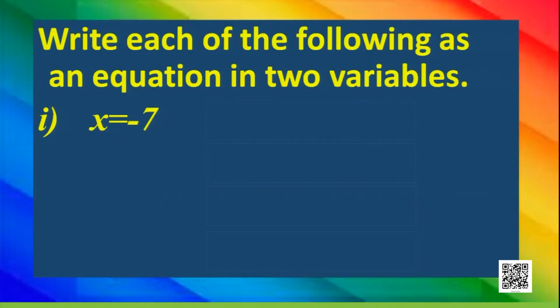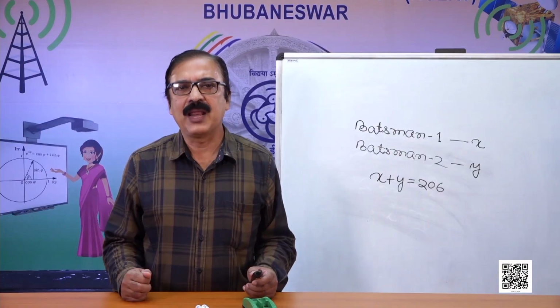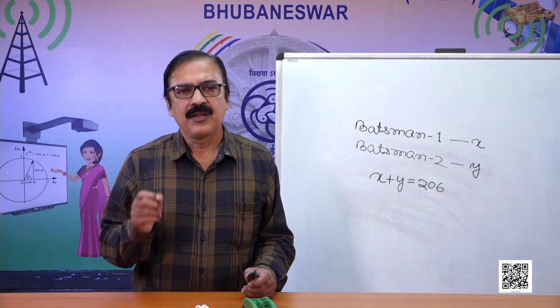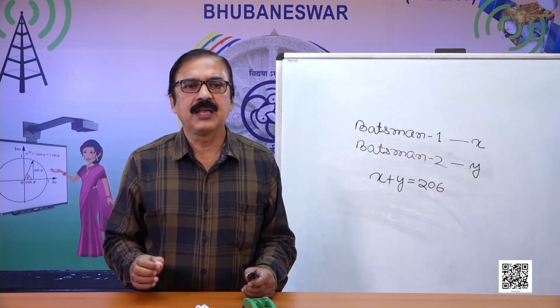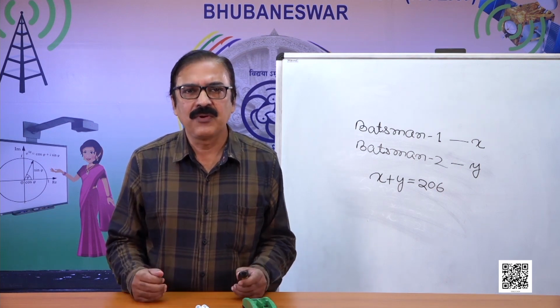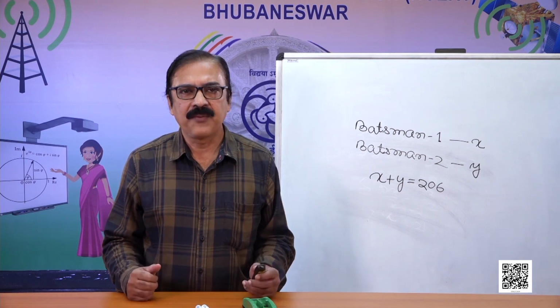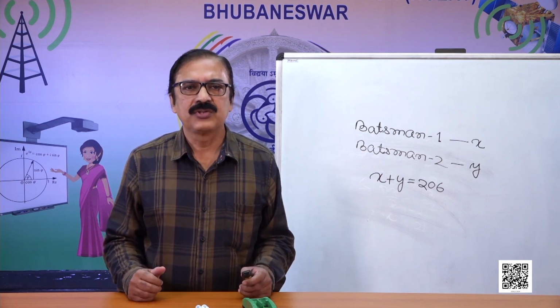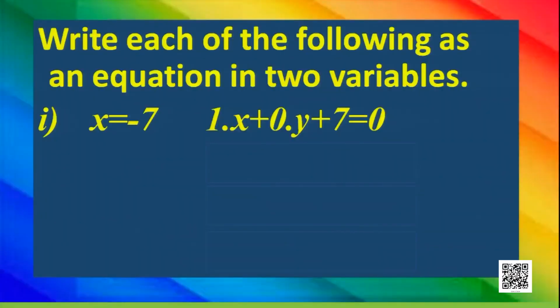x is equal to minus 7. Here we have only one variable. How to represent it as an equation of two variables? Now let's see here, the coefficient of x is 1. Then what is the coefficient of y? y is not here. That means its coefficient is 0. So we can write this as 1 into x plus 0 into y plus 7 is equal to 0. So here a is 1, b is 0 and c is 7.